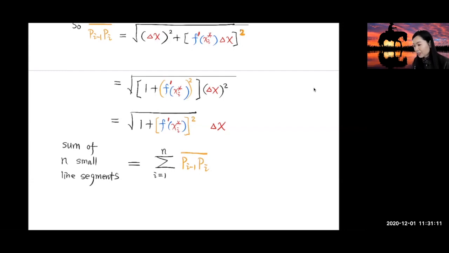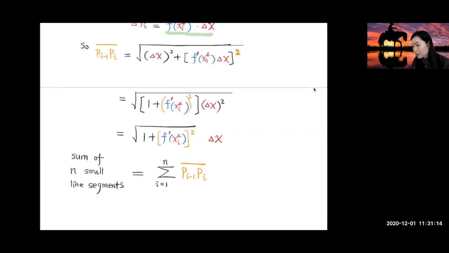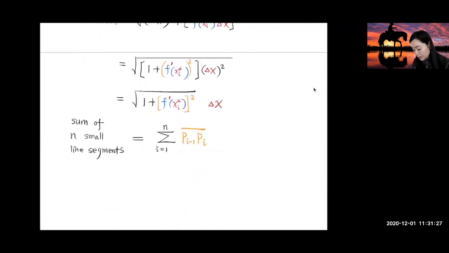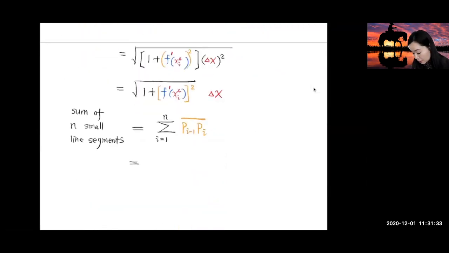Try to imagine this. Each one of them, you use a line segment to approximate the arc length. Now you're going to sum them up. So this is the sum right here. Now this is equal to the sum, i goes from 1 to n.